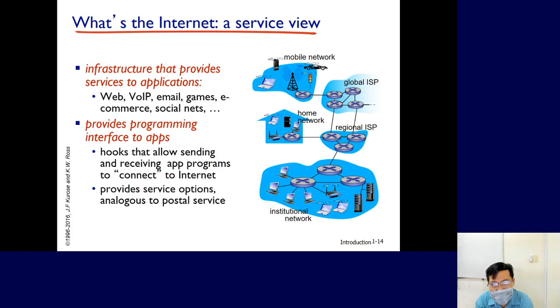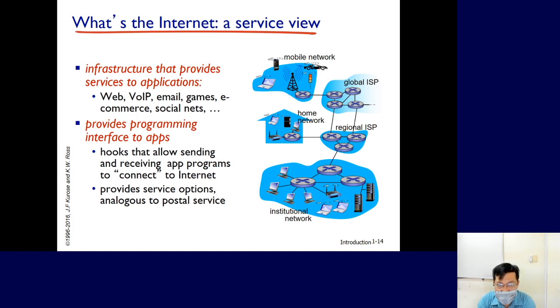So, the other view of the internet is that it is considered as an infrastructure that provides services to applications. The network applications run over this infrastructure, the internet. So now you see already the web, voice over IP, email, multi-person games, e-commerce, social networks. A lot of applications run on the internet.